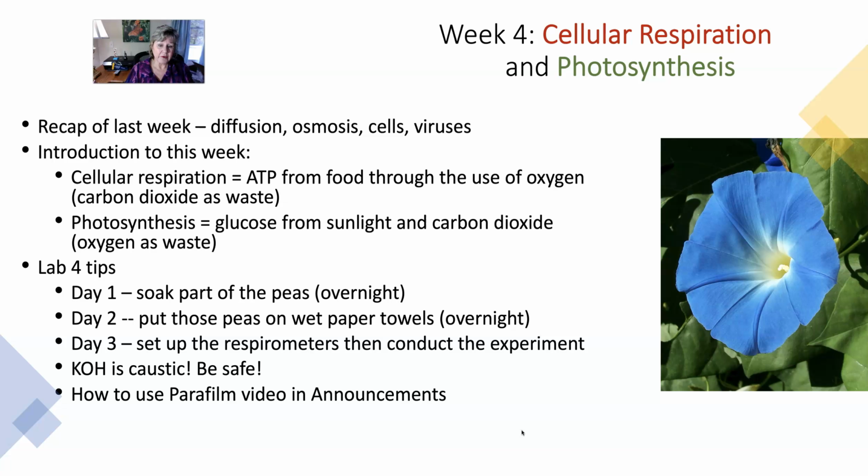Just leave some overnight in a big pan, and that will be perfect. You'll get rid of the chlorine in your water. So soak part of your peas, and the lab tells you exactly how many. Soak the peas overnight. So the next day you put those peas on a wet paper towel soaked with what?